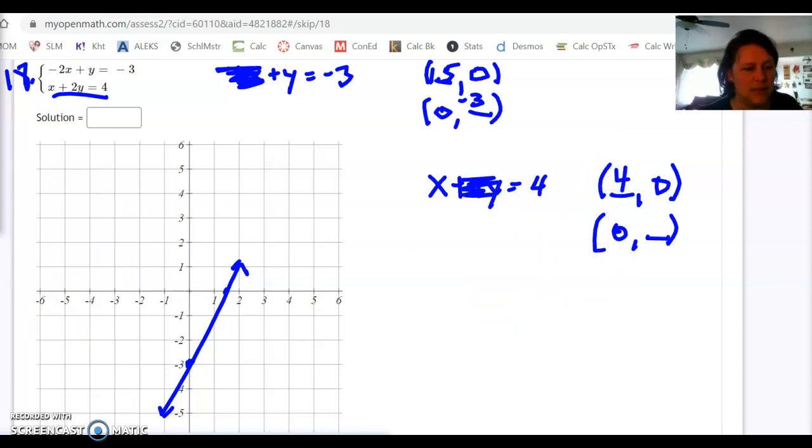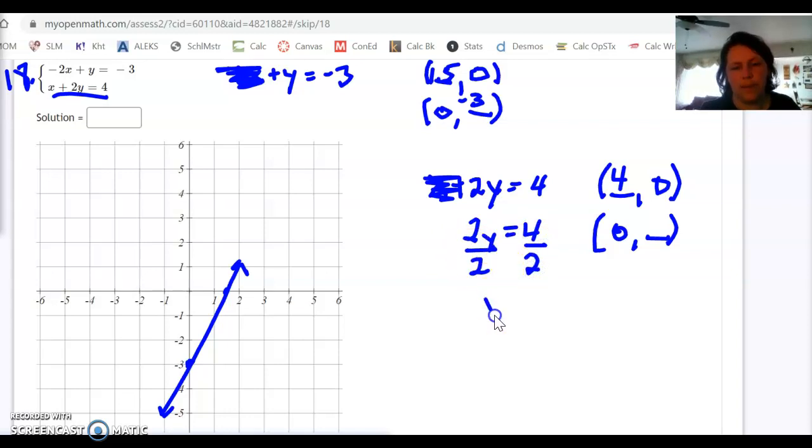All right, next step. Now I want to plug a 0 in for x. That makes all of this gone. We get 2y equals 4. Divide both sides by 2, and we end up with y equals 2. Okay, let's make this line a different color for the fun of it. And now I have the points (4, 0) and (0, 2).